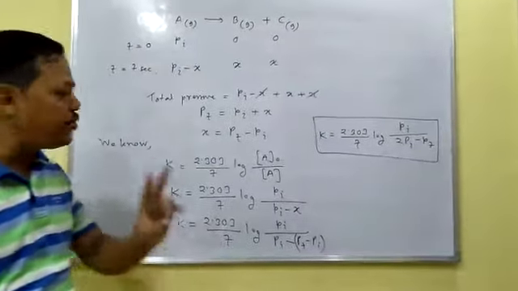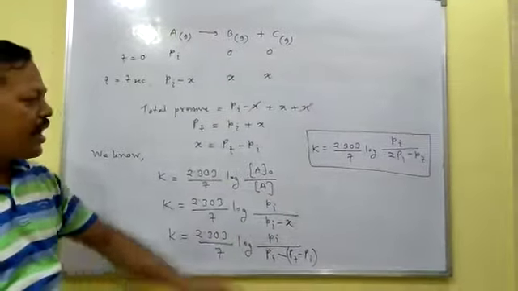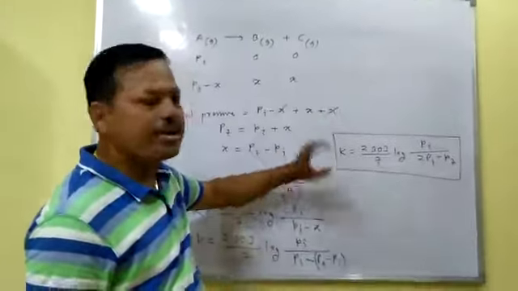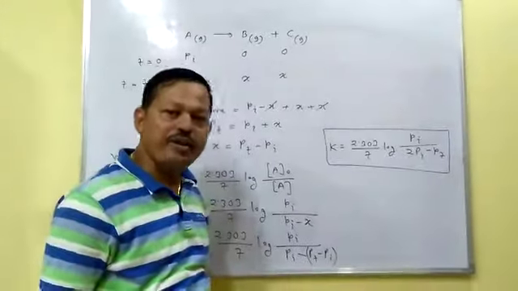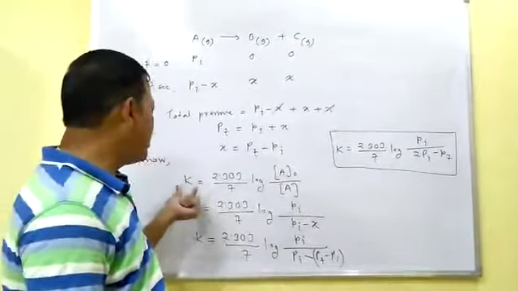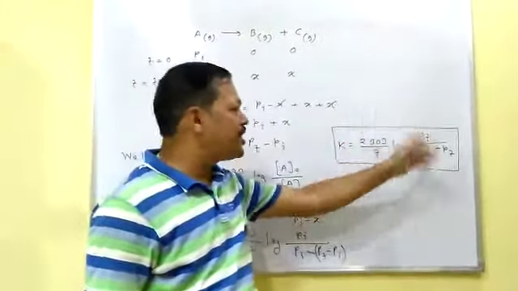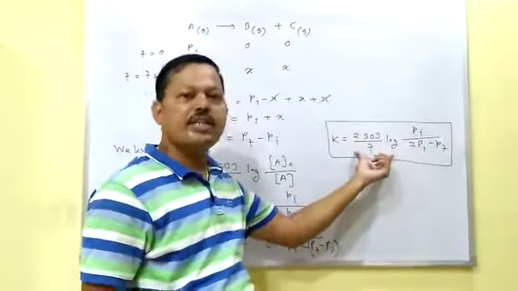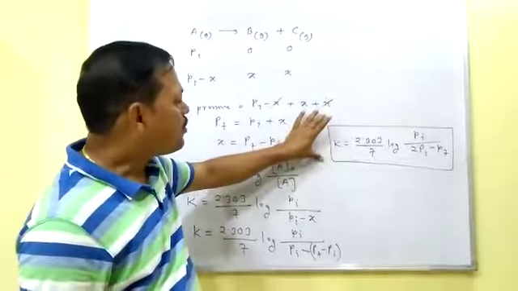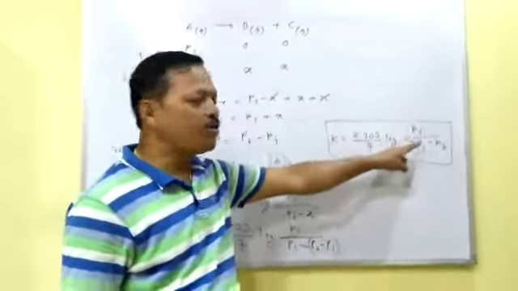So you have got two equations. One is the integrated rate equation in terms of concentration, and this is also one of the equations, the integrated rate equation in terms of pressure. So in a question, if concentration or amount is given, you can apply the concentration equation, and instead of concentration, if pressure is given, then you can apply this equation to determine the rate constant. So this is the determination of rate constant for gaseous reaction in terms of pressure.